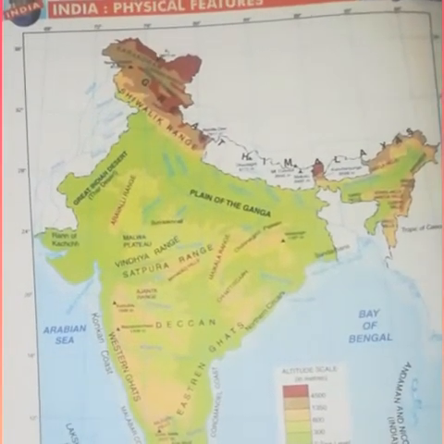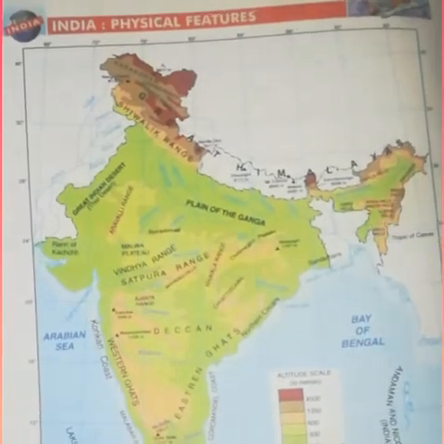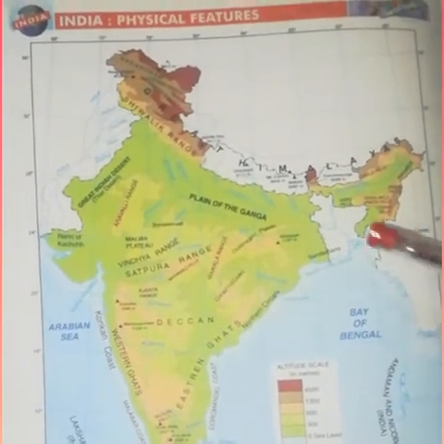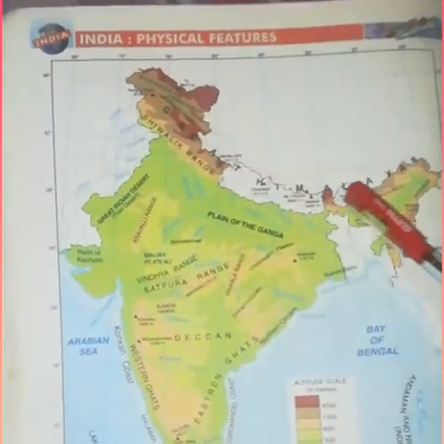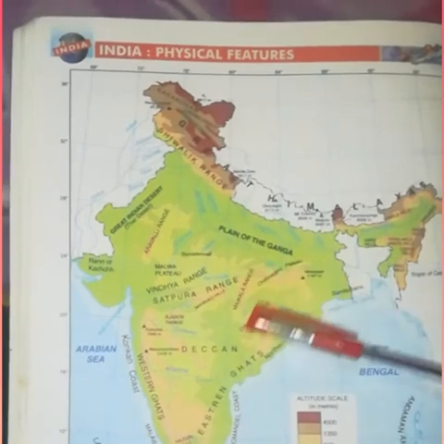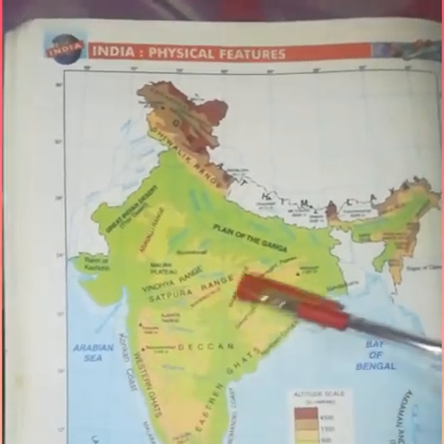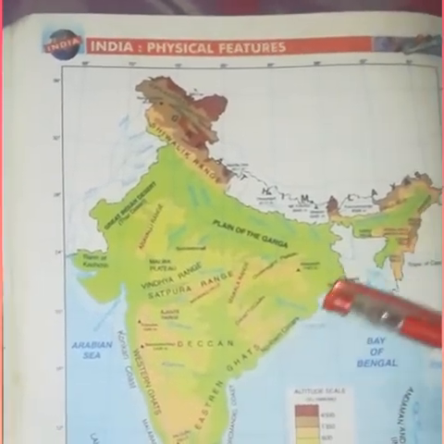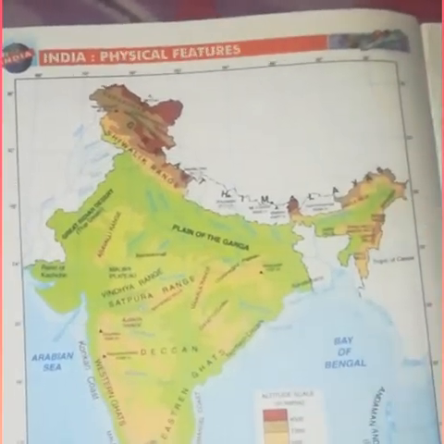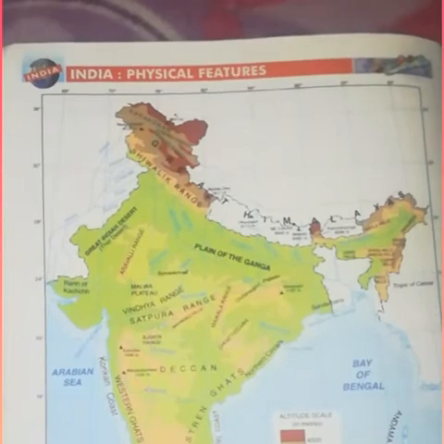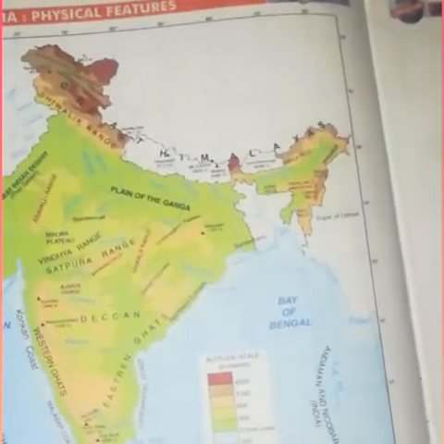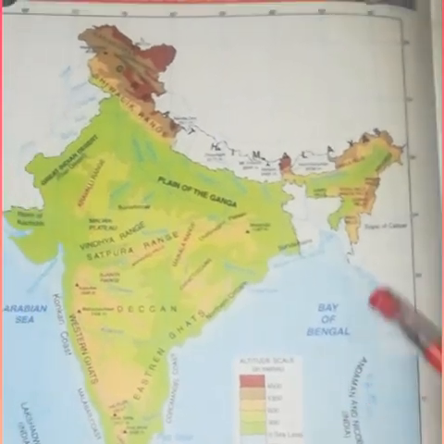India is a vast country and has a great variety of physical features like mountains, extensive flat plains, plateaus, and the fertile river valleys. India can be broadly divided into the following 6 physical features. First is the Himalayan belt.